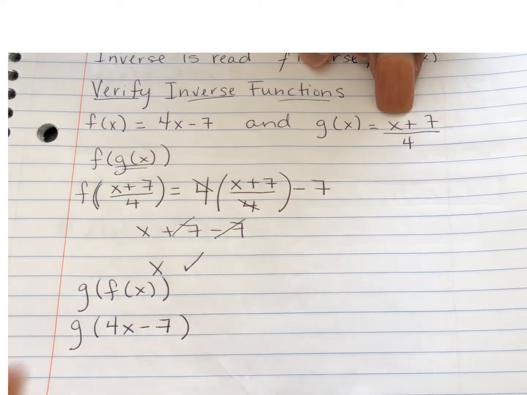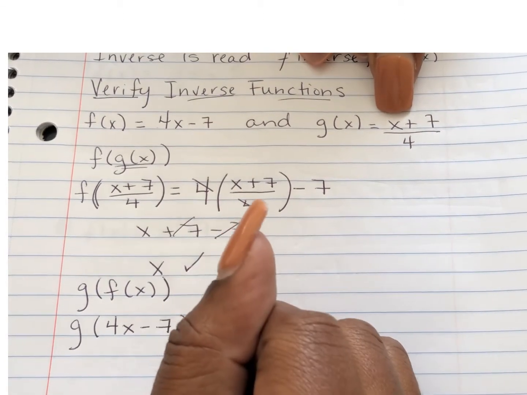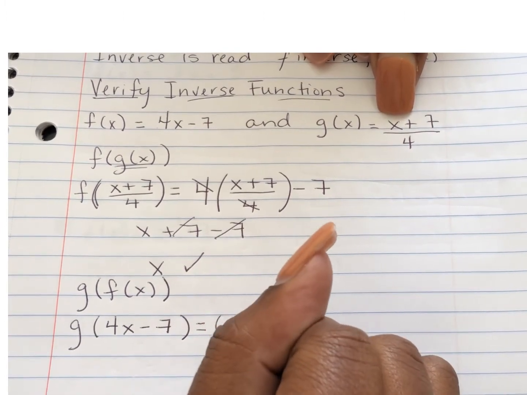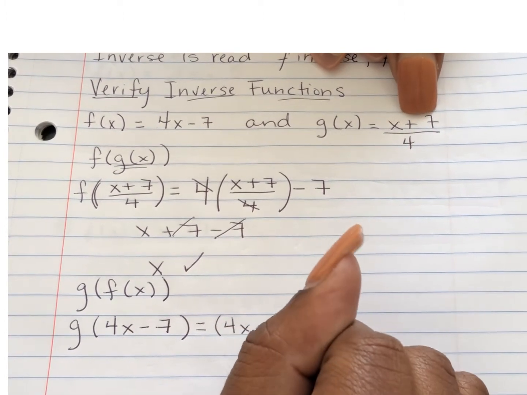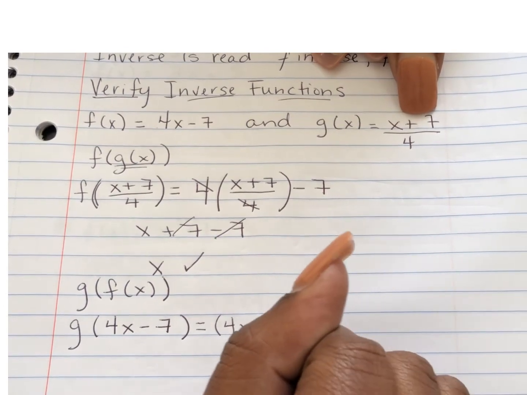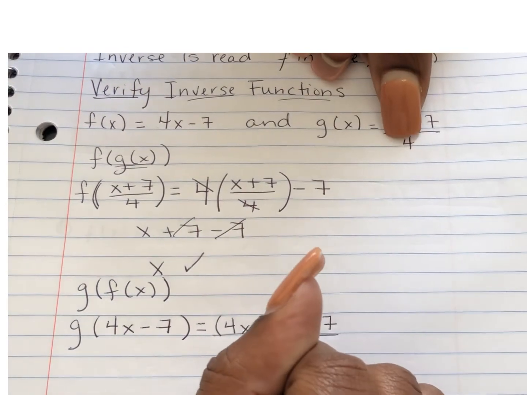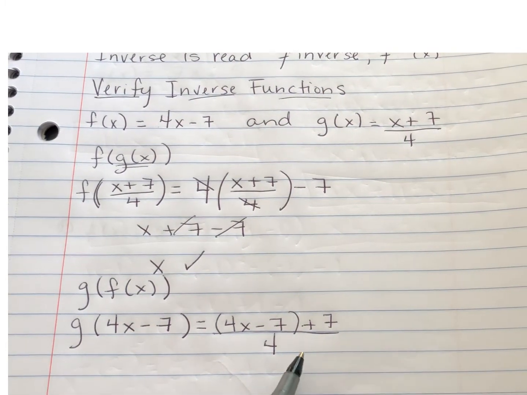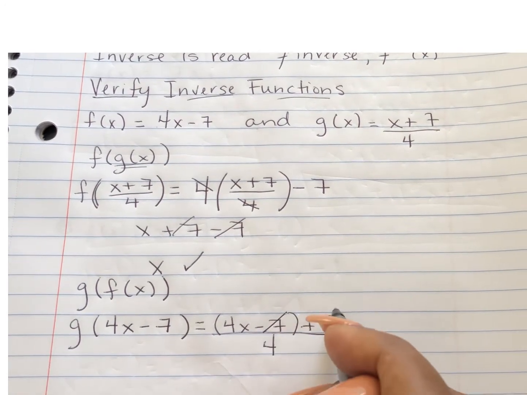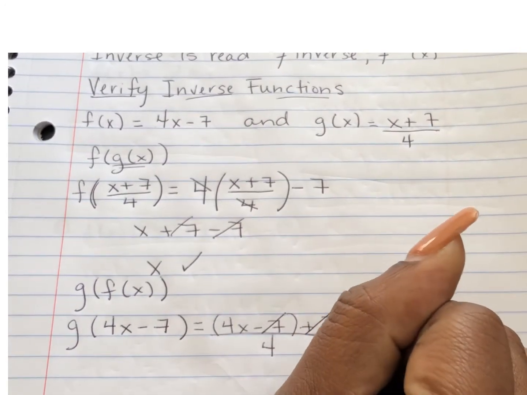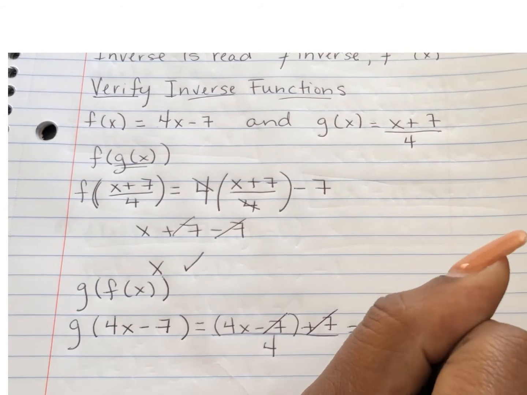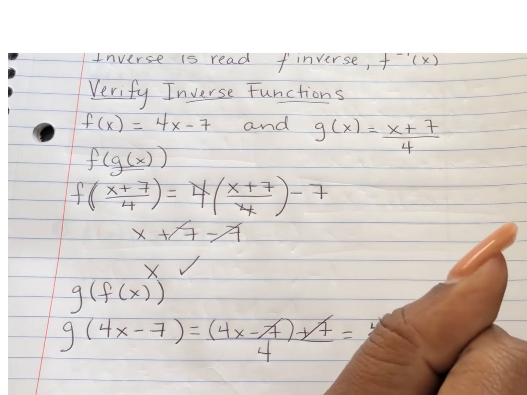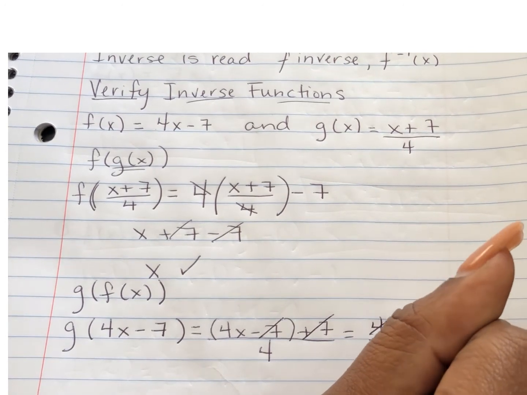So let's look at g. So we have an x. So let's replace that with 4x minus 7 plus 7 divided by 4. Okay. So if we look at the numerator, notice that minus 7 plus 7 cancels out, and I'm left with 4x divided by 4. Well, my 4's cancel out, and I'm left with x.